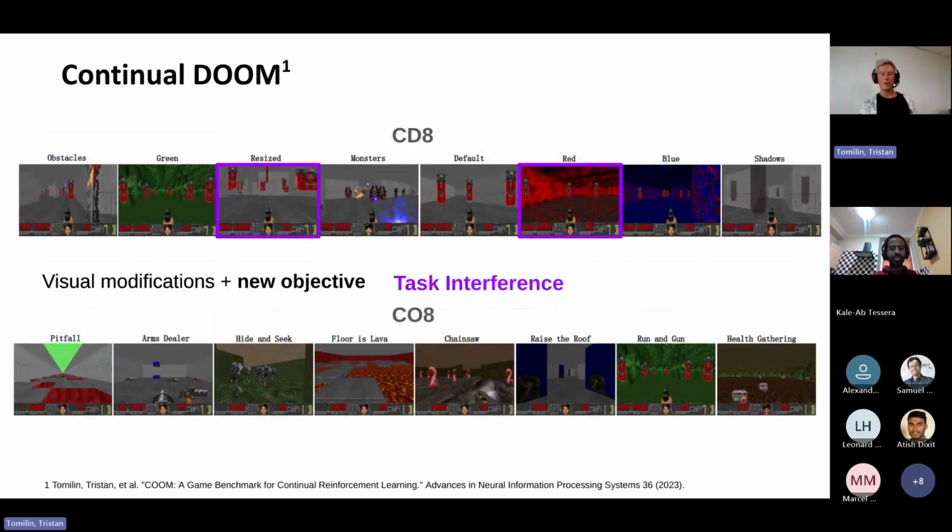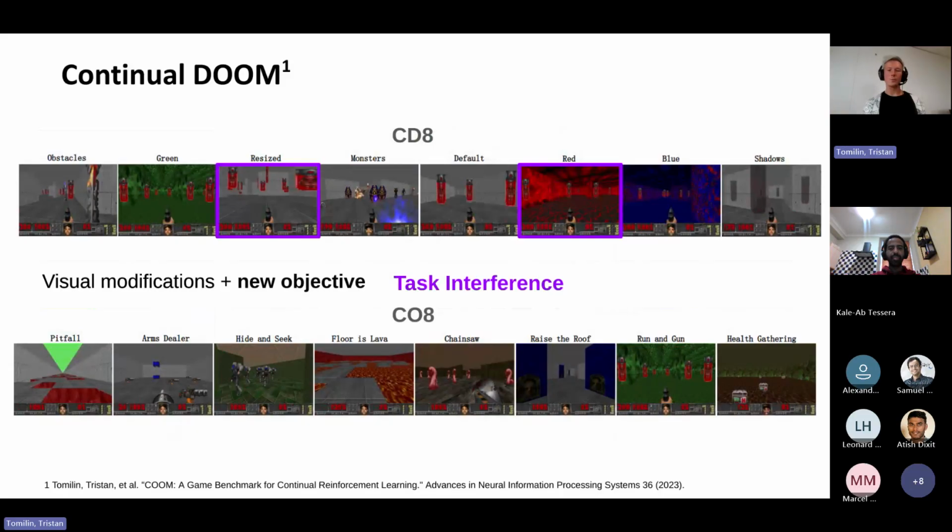One important thing that we can notice is this task interference, in which the agent on the third task learns that it's a good idea to simply shoot at everything that is red, and this will be a good policy because the targets that it has to shoot are indeed red.